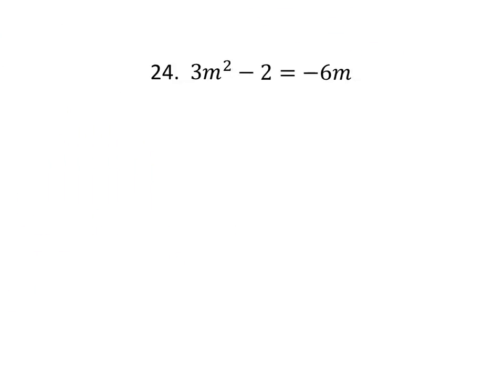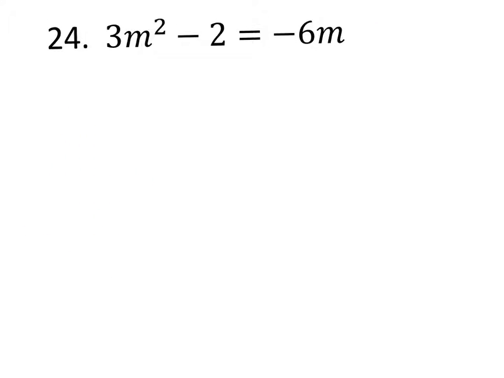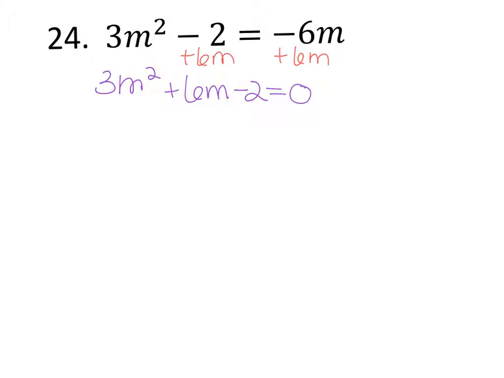Let's move on to something in 24, something that isn't as easy when I don't have a 0 on my other side. So I'm going to have 3m squared, but I really need a 0 over here. And the only thing I can do, well, I'm just going to add 6m to each side. I'm going to put everything in order, so it's going to be 3m squared plus 6m minus 2. And now I have that 0. Okay, check. I can do something with that.